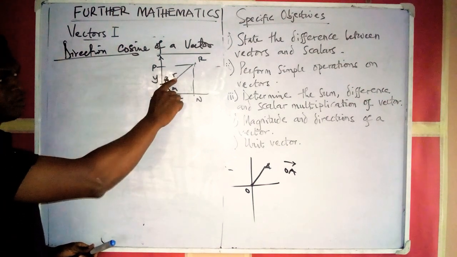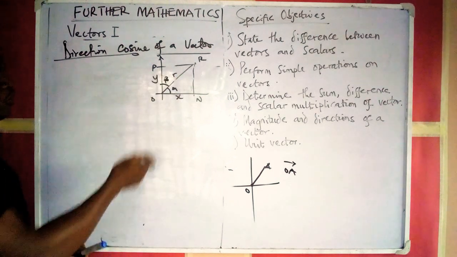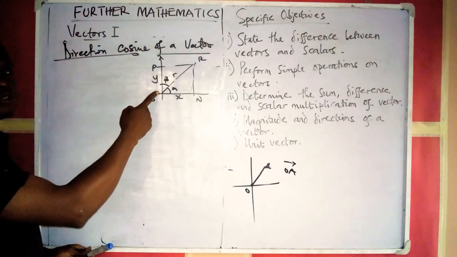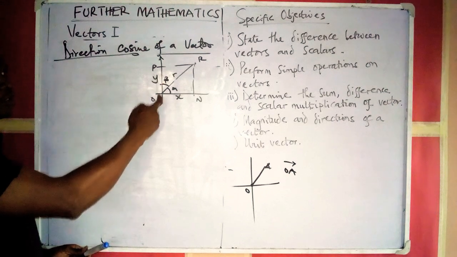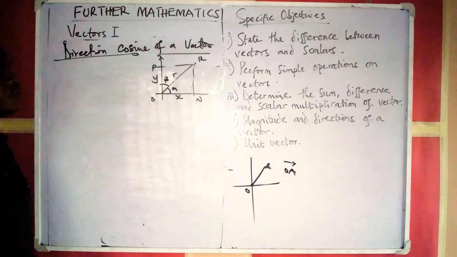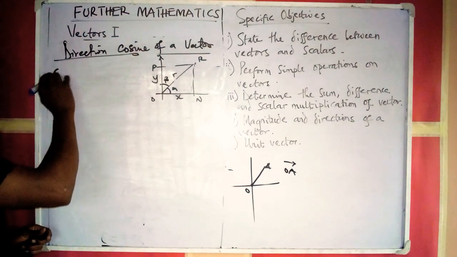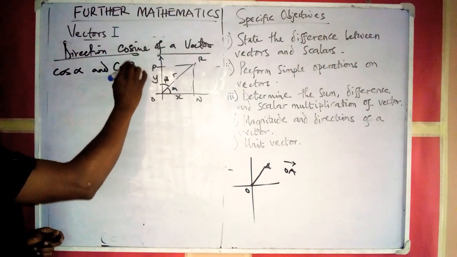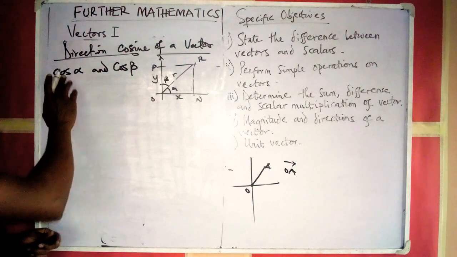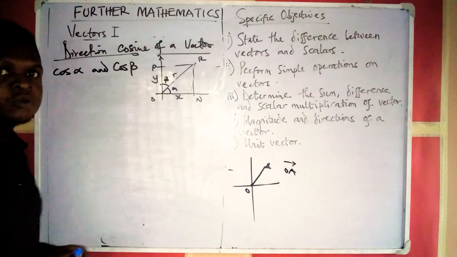The cosine of angle alpha is the direction cosine of the vector OR, which is represented as small letter r, in the x direction. While the other one, cos beta, is the direction cosine in the y direction. So let's take note of that. The two direction cosines are cos alpha and cos beta. Now, what are the values of cos alpha and cos beta? Because those are the direction cosines we are talking about.